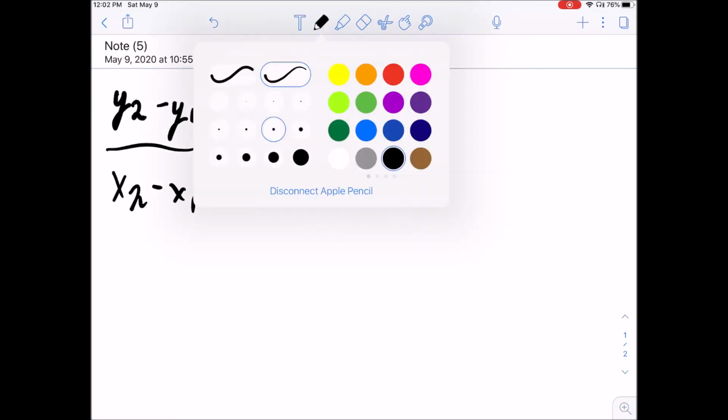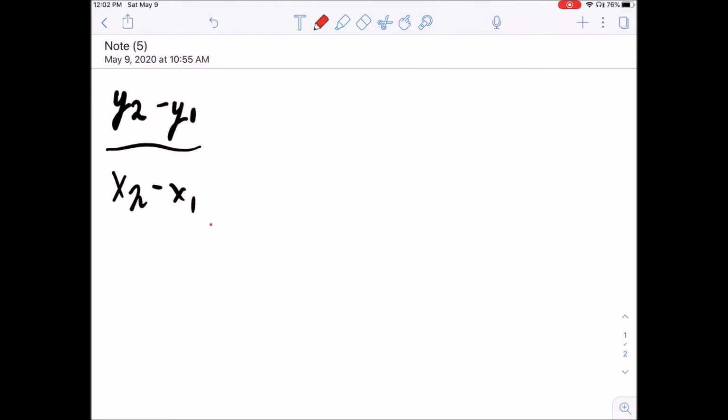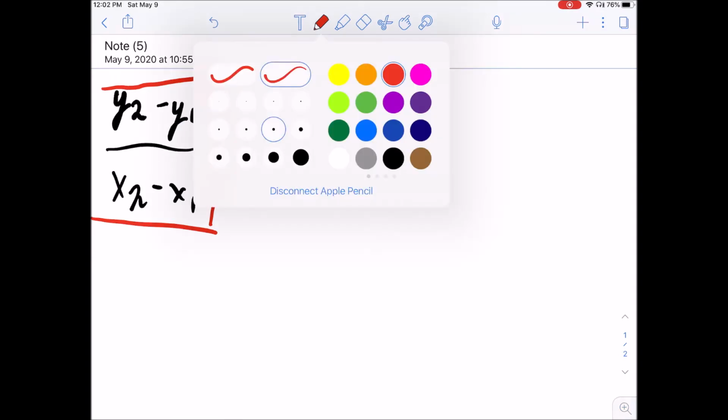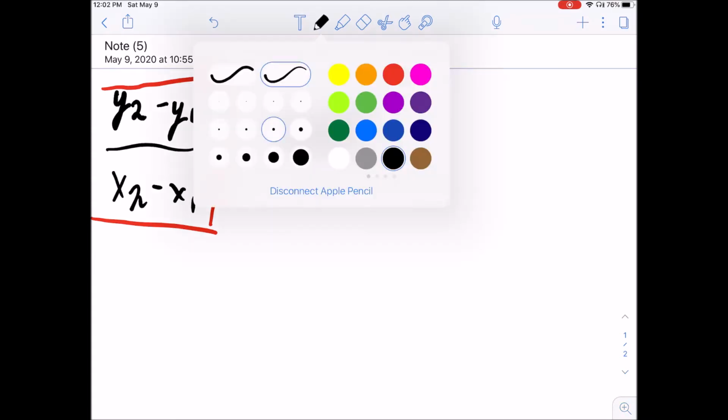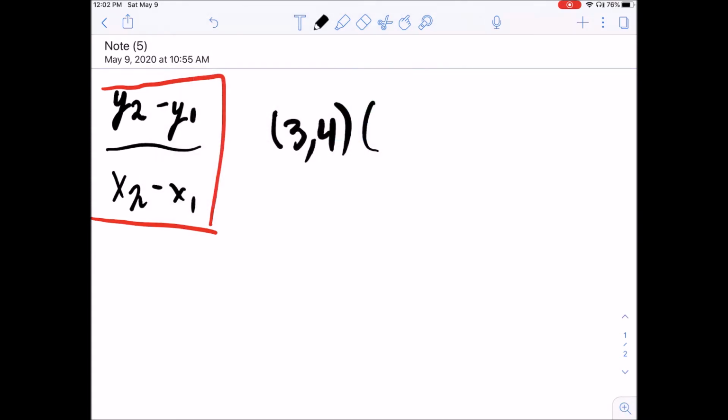Alright, so now we know this formula here, this algorithm. Alright, so let's start with a simple problem. Let's just say it's 3, 4, and 2, 3.